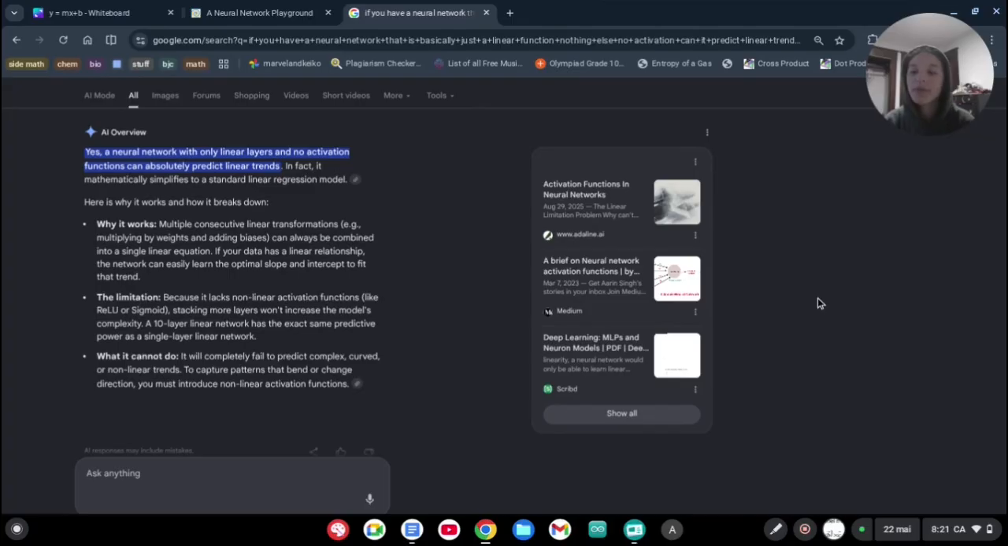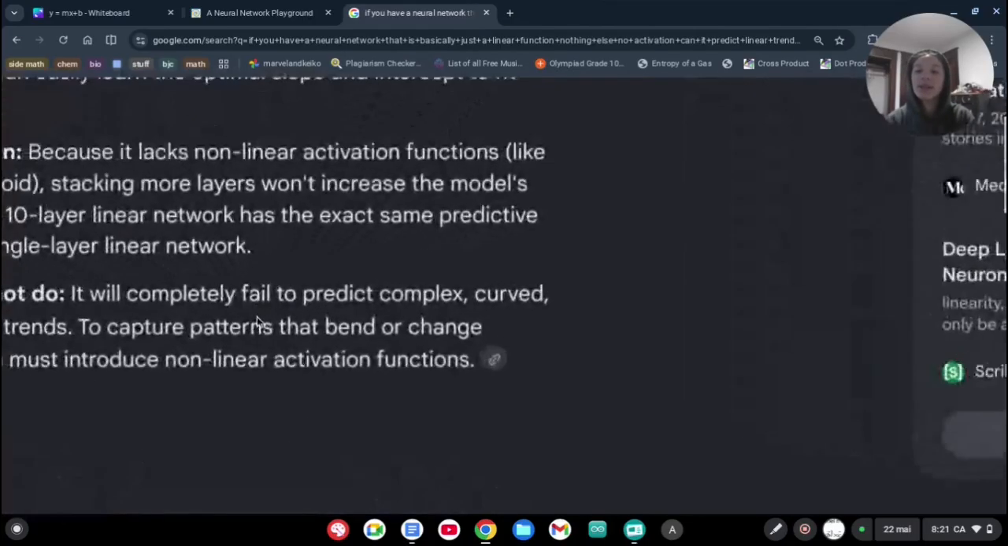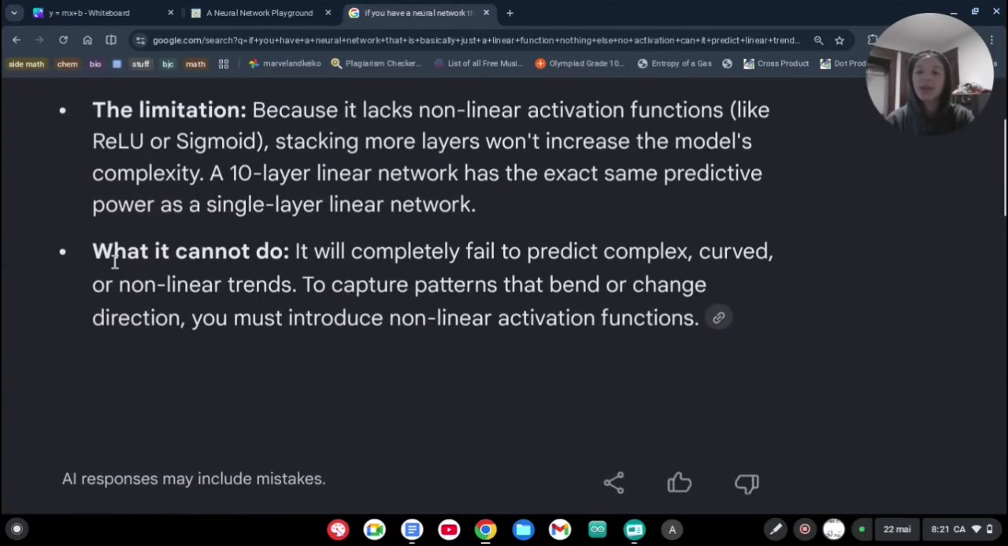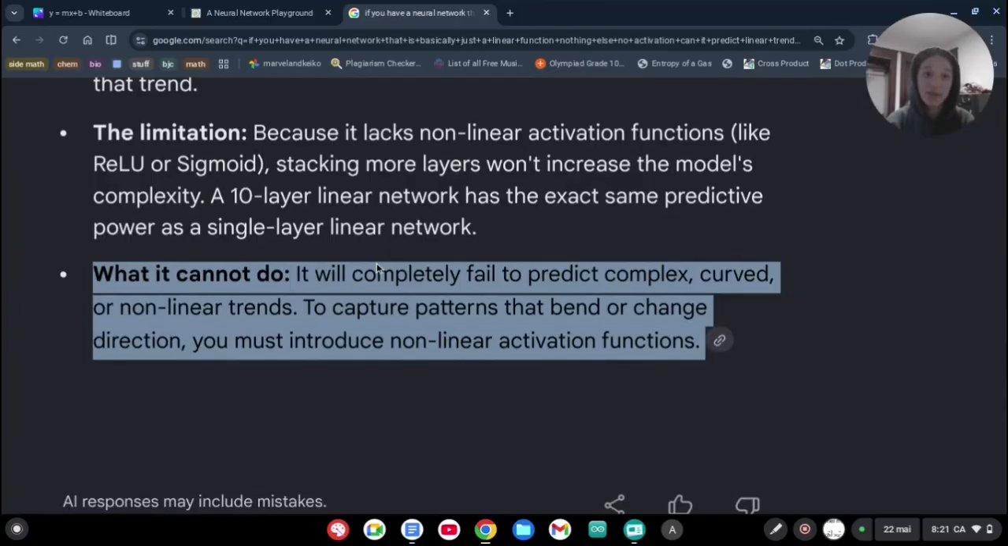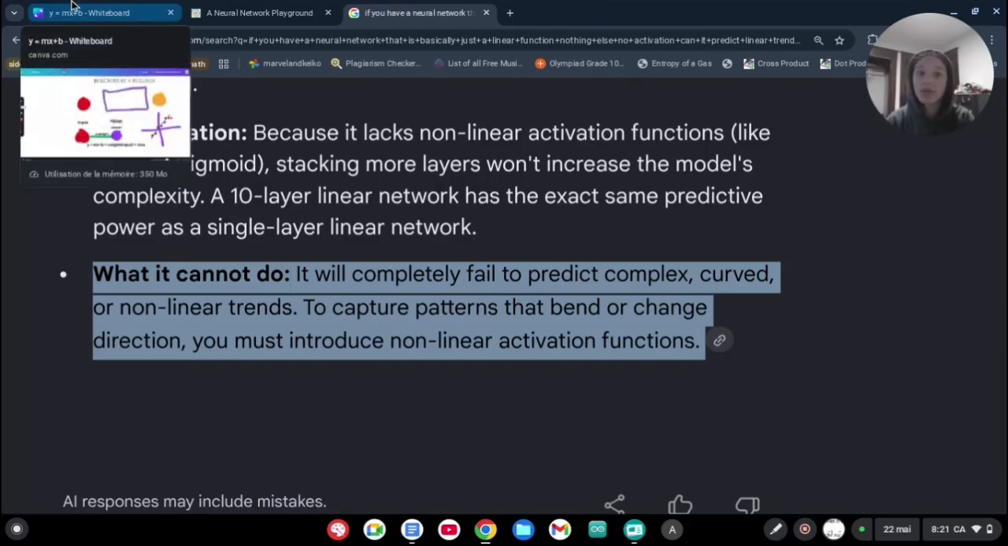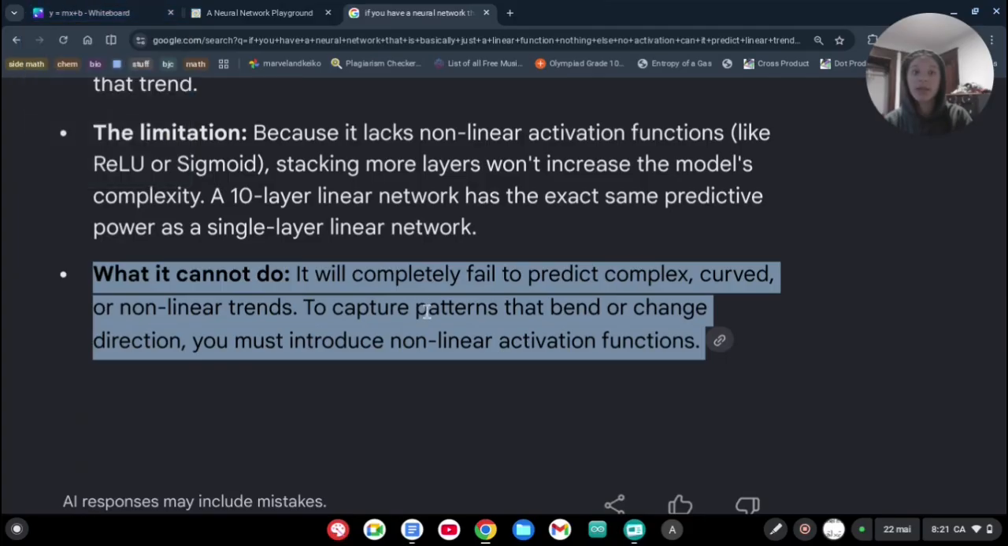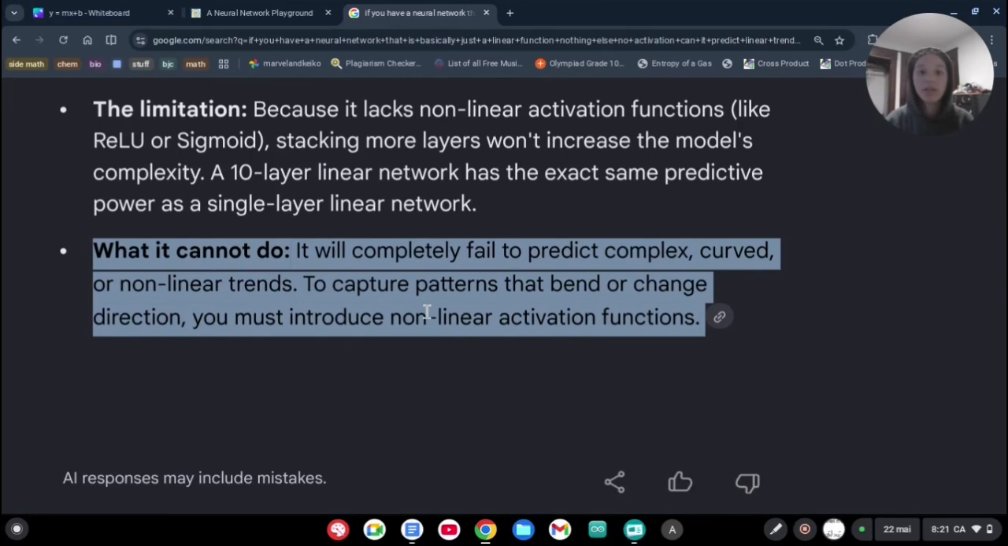Okay, so now here's what I want to highlight. What can't this neural network that we've made do? As it says here, it won't be able to predict curved, nonlinear trends. So when you want to make predictions on curved, nonlinear, complex trends, you have to add what we call activation functions.